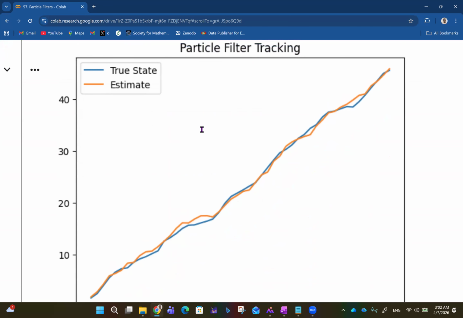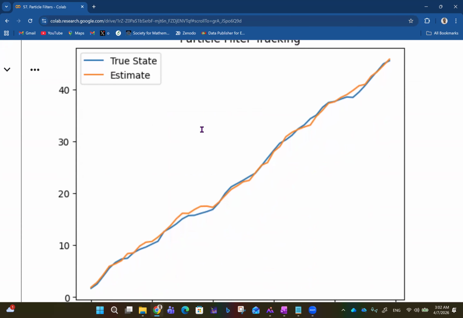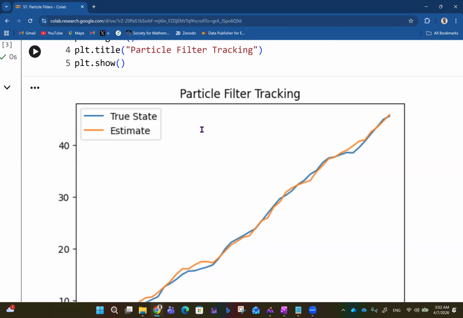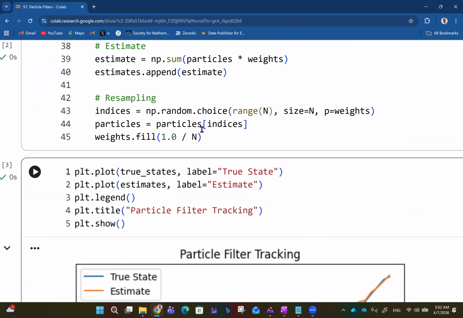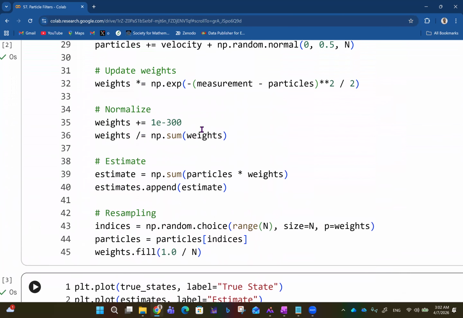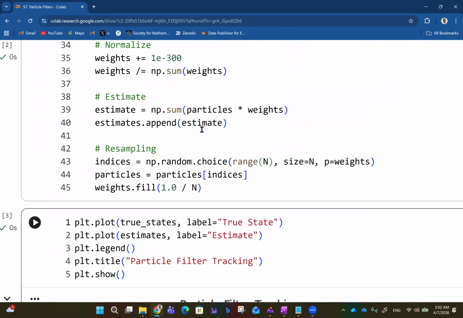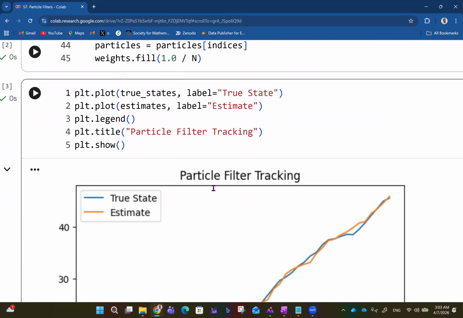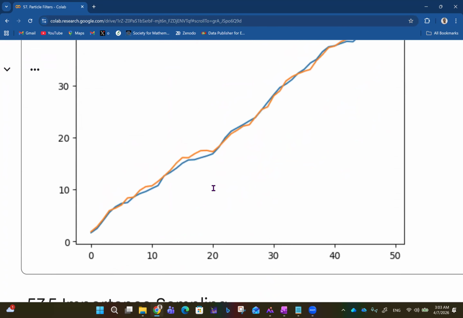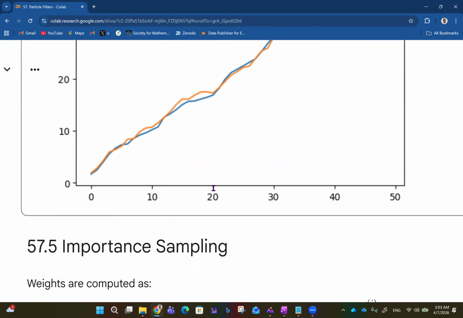So the true state is in blue and the estimate is in orange. So it's like we are trying to make the orange fit. We are trying to track the reality with the estimate. So we sum up the particles multiplied by the weights, right? So particle multiplied by weight, and we sum it all up like that. And that's exactly why we have this now. So you have the true state and the estimate.